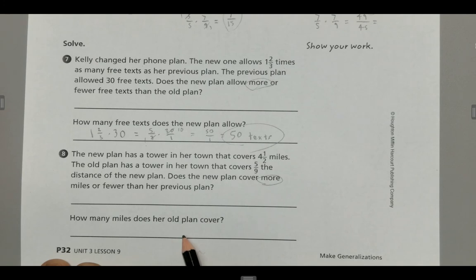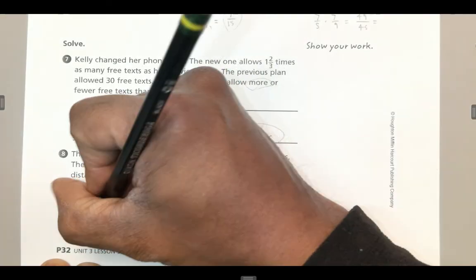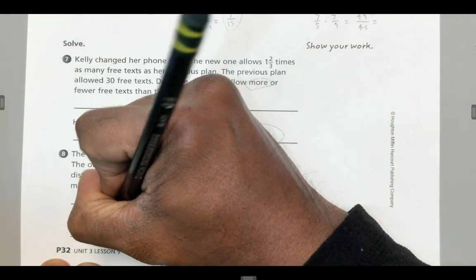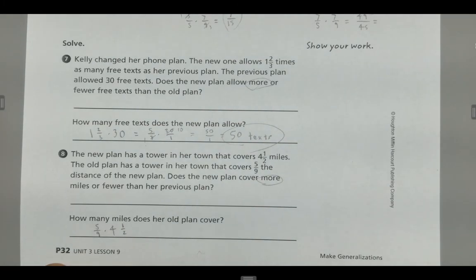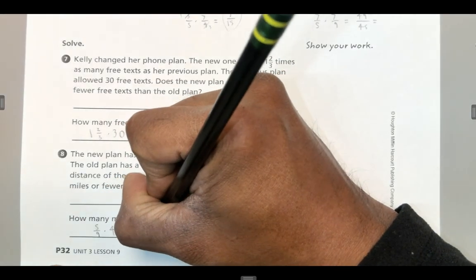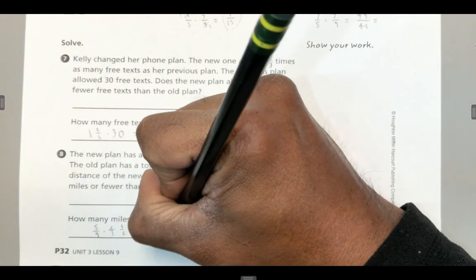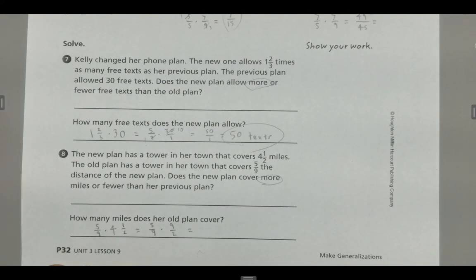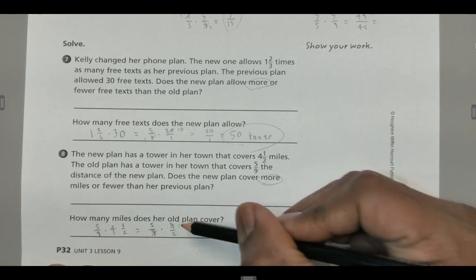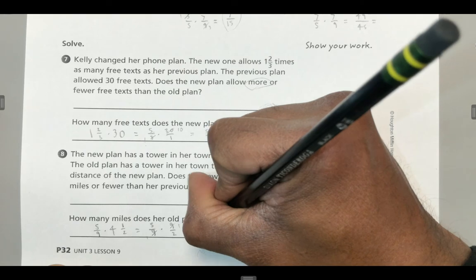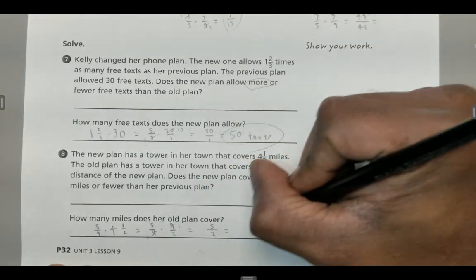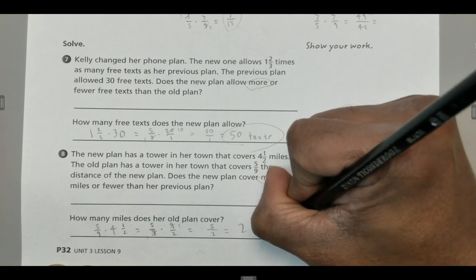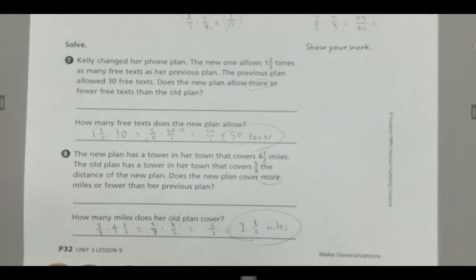How many miles does the old plan cover? Well, 5/9 times 4.5. Let's convert 4.5 to an improper fraction. Do you see an opportunity to use cross-canceling? 9 and 9. 9 goes into itself once. Multiply across the top. 5 times 1 is 5. 1 times 2 is 2. Final answer, the old plan covers 2.5 miles.